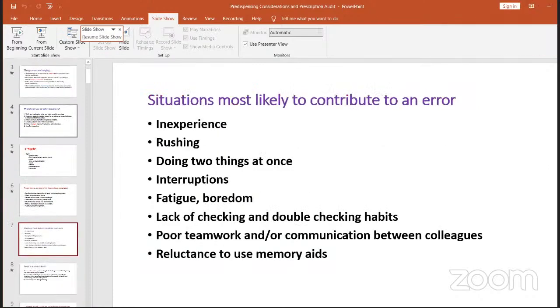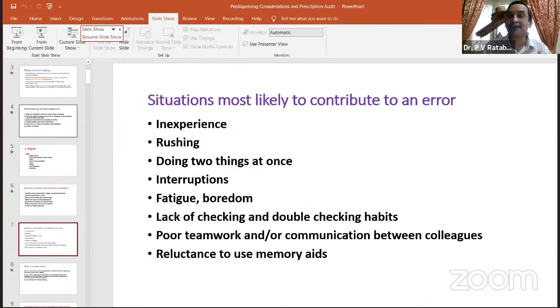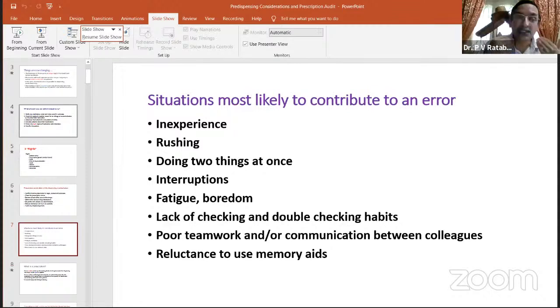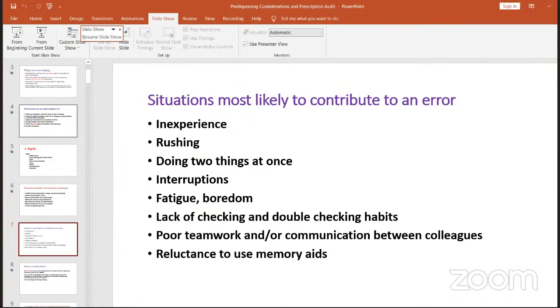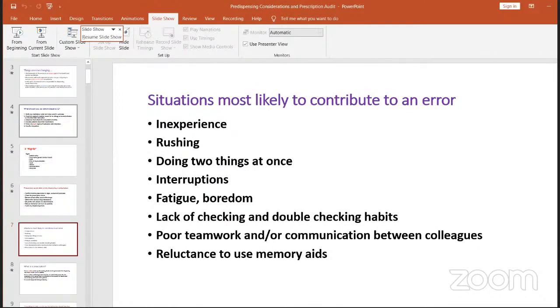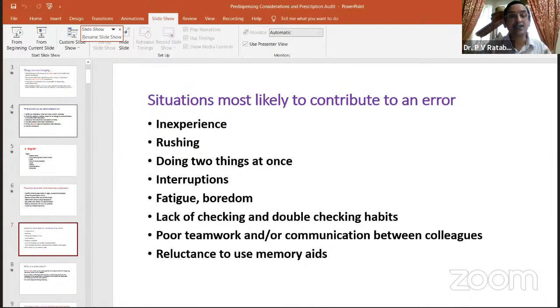What are the situations most likely to contribute to an error in a pharmacy? Experience. There might be certain pharmacists who have just joined. Any pharmacist who has just joined a pharmacy lacks experience, so there is more likelihood of contributing to an error. Rushing. Don't be a person who just rushes to get the drugs. Look at the drug, double check, and only then dispense. Doing 2 things at once. Interruptions. Suddenly when you're dispensing, if you get a phone call from your wife, stop, take the call, but again go back to the prescription and make sure that you dispensed the correct prescription.